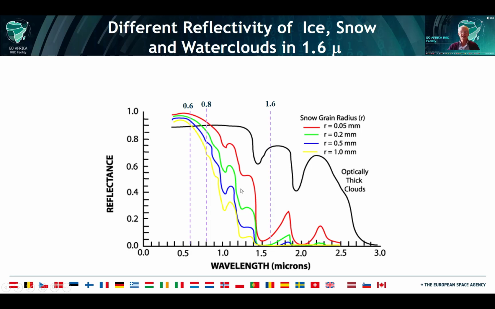Looking at some of the spectral characteristics, here an example is given of snow having different radius. You see that there are different reflectance characteristics of these snow particles having different radius over the various spectral channels. So we can use those in order to discriminate and say something about the radius of particles.